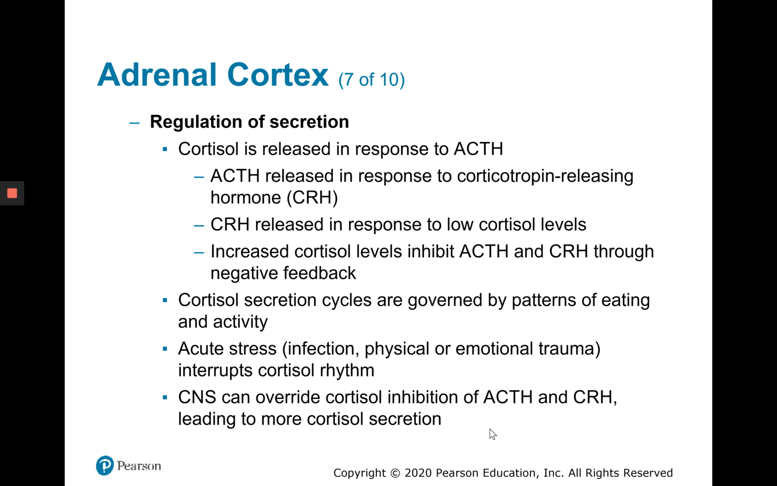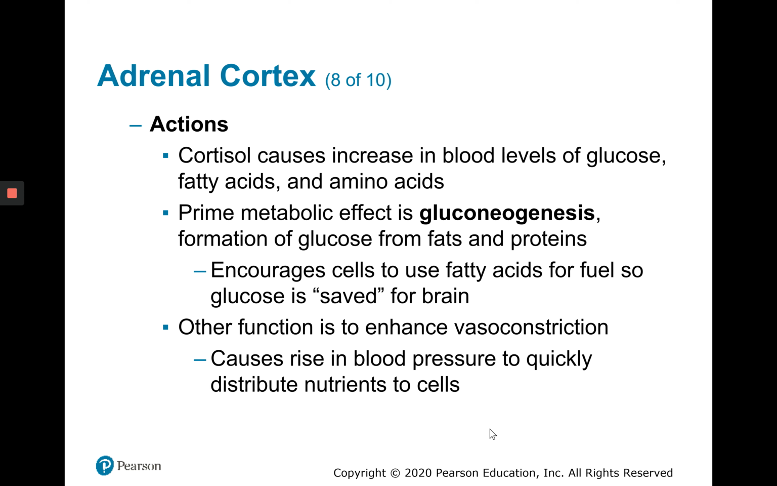The central nervous system can definitely override cortisol inhibition. So we can get more cortisol production even if we're inhibiting adrenocorticotropic hormone and corticotropin releasing hormone production. And that would lead to more cortisol secretion. So prolonged stress involves a mechanism. Sorry if you hear the train in the background. All right, so let's look at the actions of cortisol.